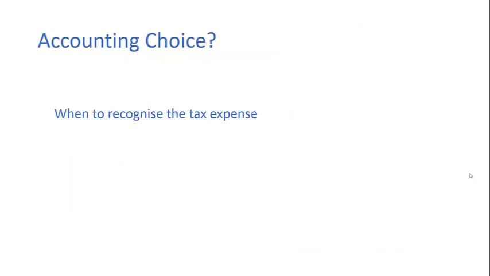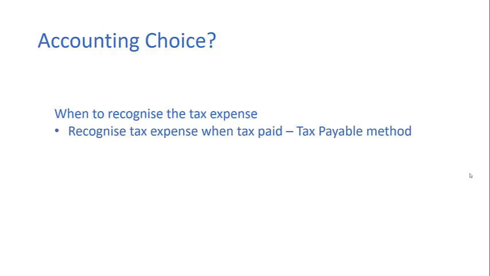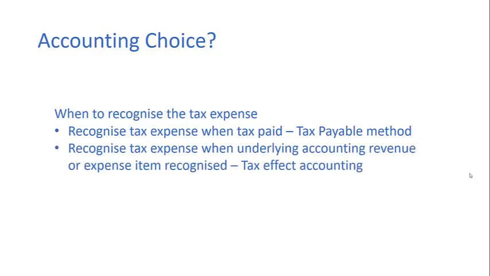There are basically two choices. The first choice is that we recognise the tax expense when it's actually paid or payable, and we'll call that the tax payable method. Or alternatively, do we recognise the tax expense when the underlying accounting revenue or expense item is recognised? In other words, we match it up. And we call that tax effect accounting.